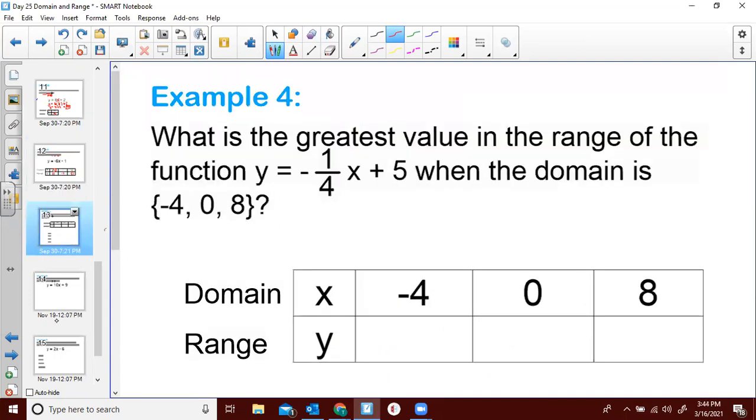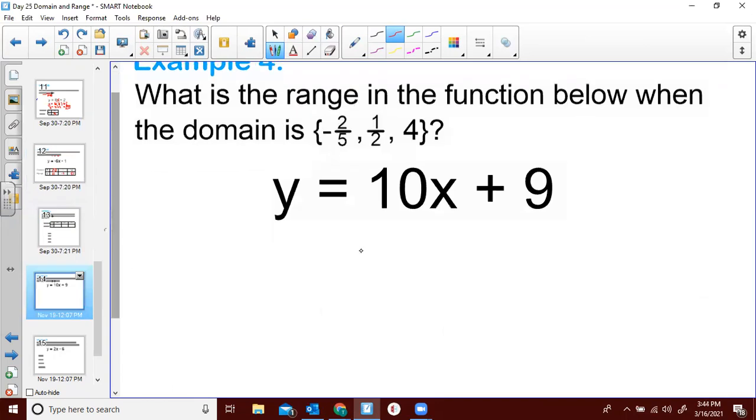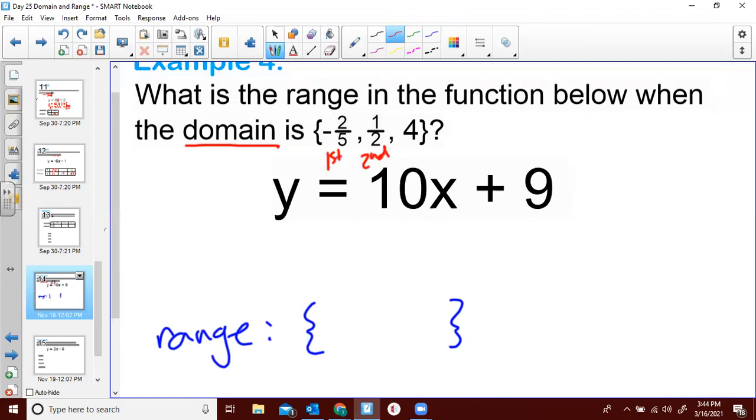All right, I'm going to skip this one. Same thing, you just plug this guy in Desmos. Plug in your values for X, get your Ys. All right, so let's do this. It doesn't give you a chart, right? So it's telling us our domain. Well, we want to know what our range is. I'm going to line them up just like the domain. So I'm going to do -2/5 first, then 1/2 second, and 4 third. And I'm going to line them up in my range brackets the same way.